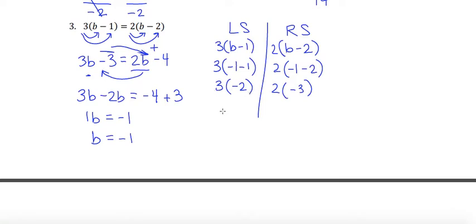3 times negative 2 gives us negative 6. And 2 times negative 3 also gives us negative 6. So the left side equals the right side. Therefore, b in this case, b is equal to negative 1.